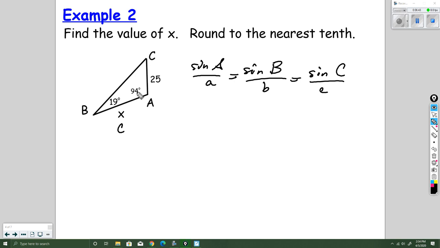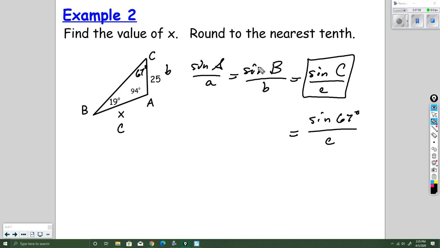So we've got to find something else in this diagram, and we can find angle C. We have two angles out of three in this triangle. So if we subtract those two from 180, we get 67 degrees. All right, so now we can use sine of C over C. So we have sine of 67 degrees over C, and we've got to set that equal to a ratio that we know. If we take a look, here's an angle and its opposite side, so we could use sine of angle B over side B.